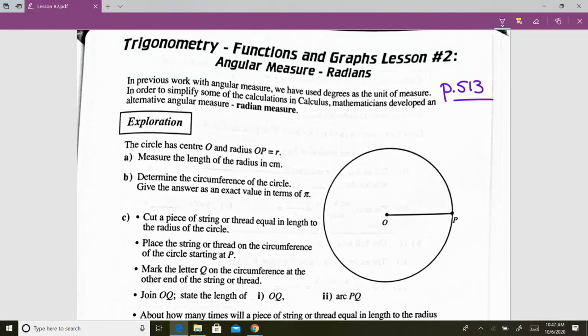Angular measure. Up to this point, you have always measured angles as degrees: 60 degrees, 120 degrees, 3,478 degrees. Doesn't matter. Always in degrees. There's another way to measure angles. We're going to use them in this, and especially if you take calculus, because it simplifies a lot of expressions. It's called radians, or rads.